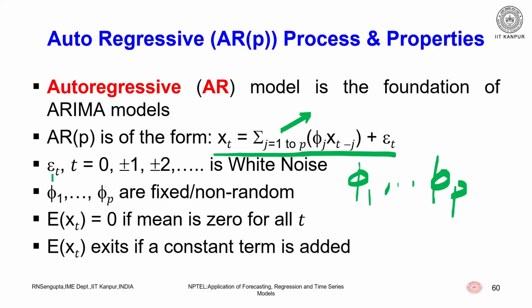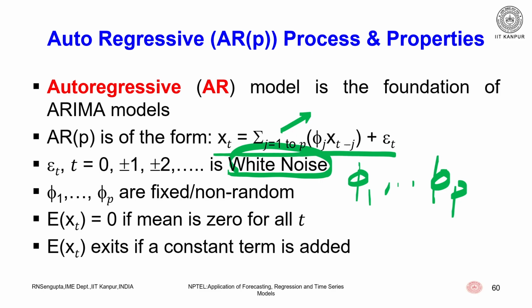Here epsilon t is the white noise, and the white noise has the properties where the expected value is 0 and the corresponding variance is sigma square. Phi 1 to phi p are fixed non-random parameters. The expected value for this auto-regressive model is 0 for all t, else the expected value will exist.